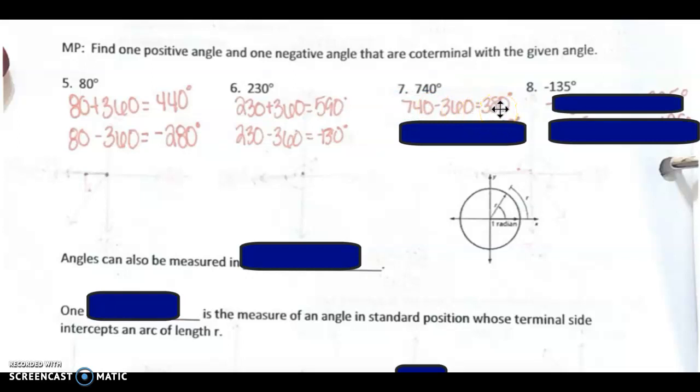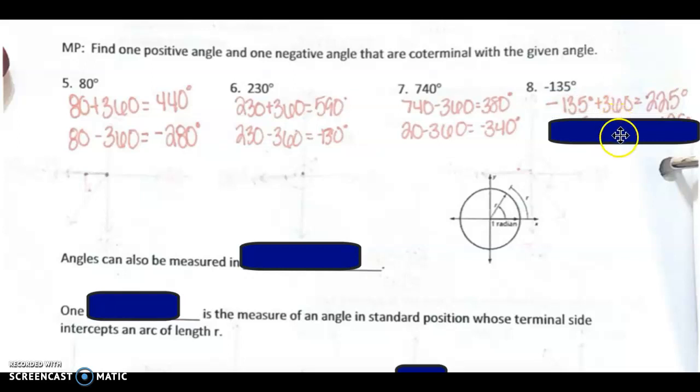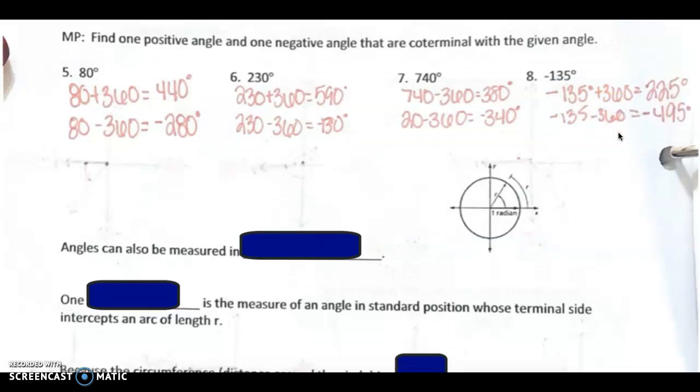Now 240, if you subtract 360 first, you get 380. That's a positive one. If you subtract 360 again, you're still going to get a positive angle at 20 degrees. So then you'll take 20 degrees and subtract 360 and you get negative 340. So essentially you just want to add or subtract 360 until you get one positive and one negative. Negative 135 is 225 and negative 495.